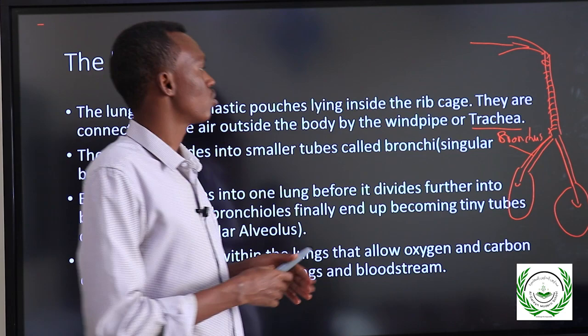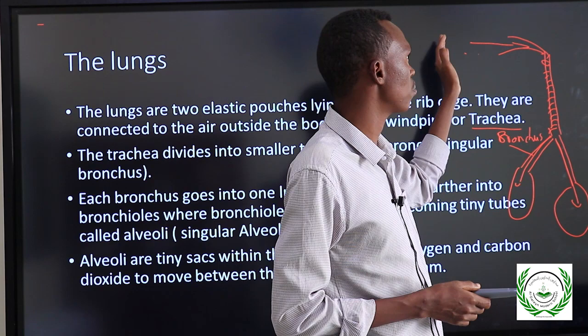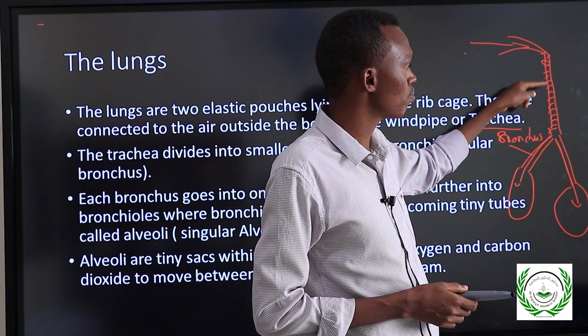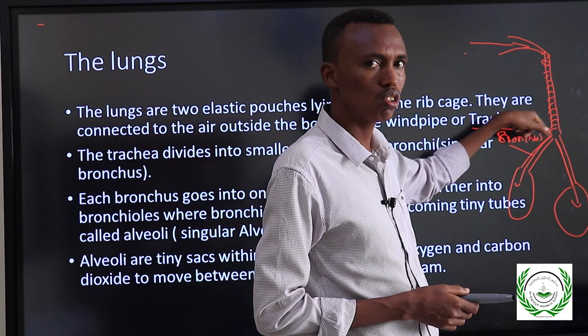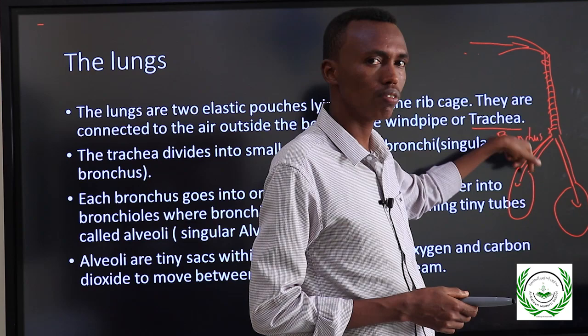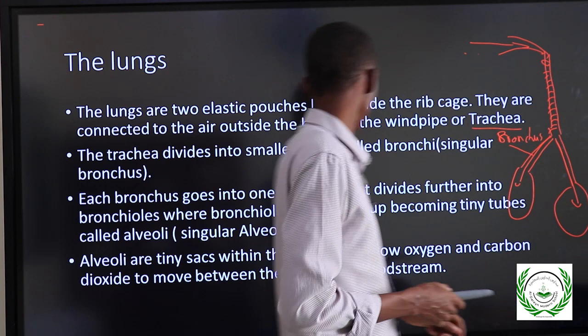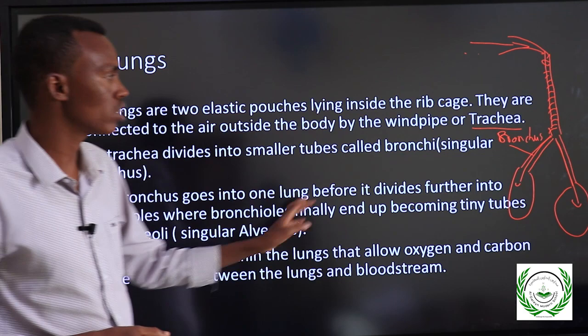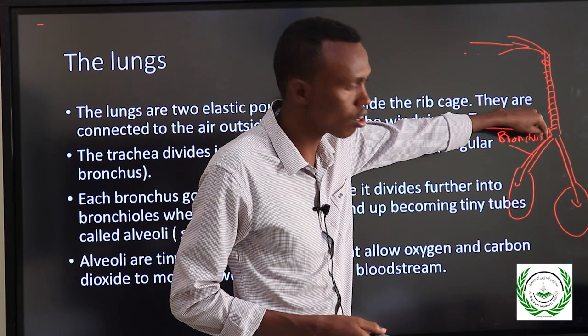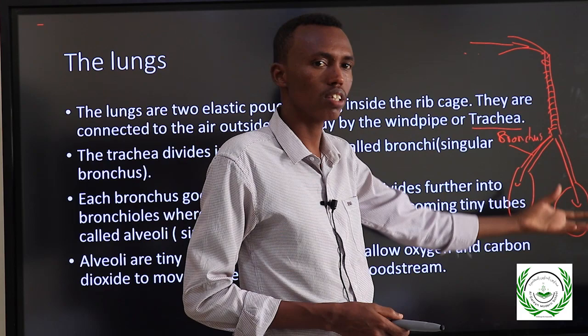So, for example, this is the lung. This is the trachea, the airway. This is your nose. After the nose, the air goes into the trachea. The trachea then branches into two bronchi. The oxygen goes into each side of the lung through the bronchi. Each bronchus goes into one lung before it divides further into bronchioles.